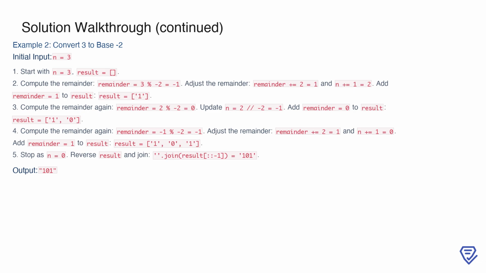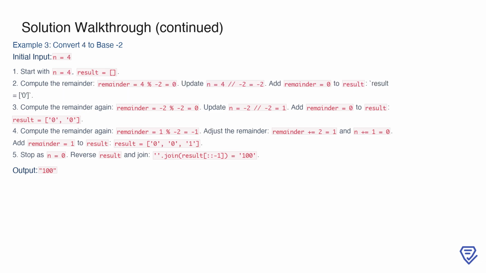On the third iteration, we calculate the remainder of -1 % -2, which is -1. Adjusting this by adding 2 gives a remainder of 1, and incrementing n by 1 results in n equals 0. We append this remainder, 1, to the result list, giving us result equals [1, 0, 1]. With n now 0, the process ends. Reversing the result list and joining its elements produces the base -2 representation 101. The output is 101.